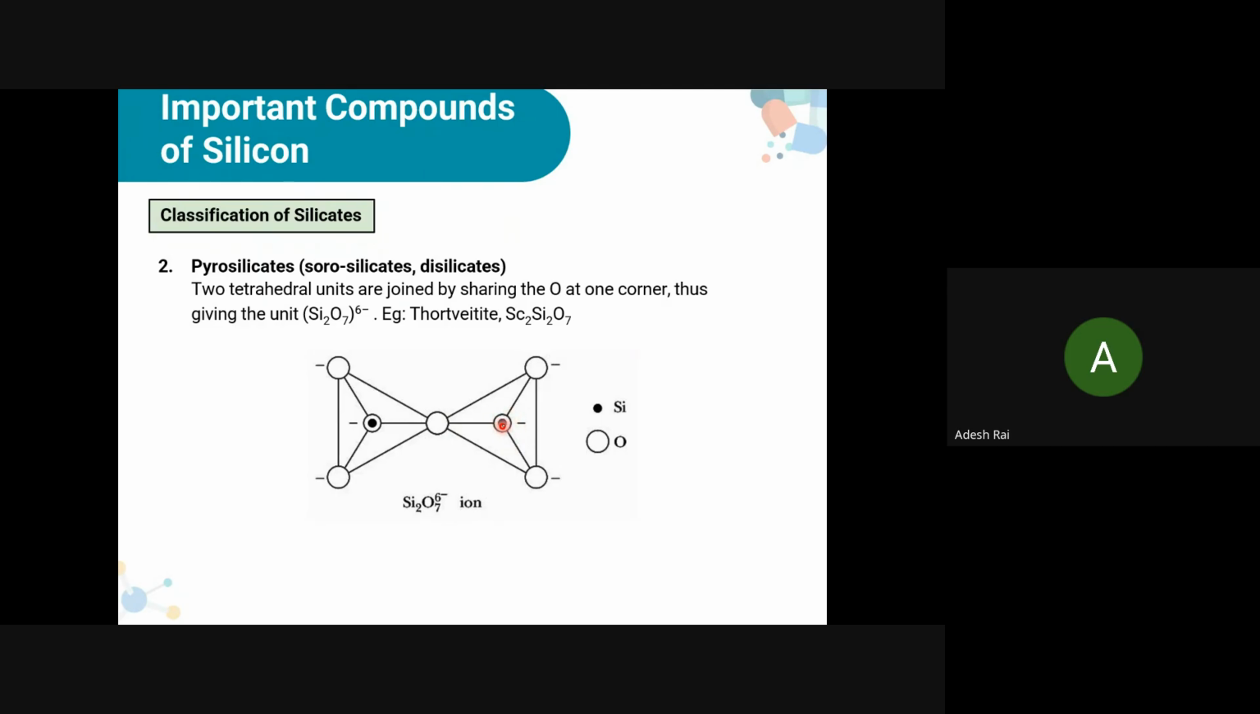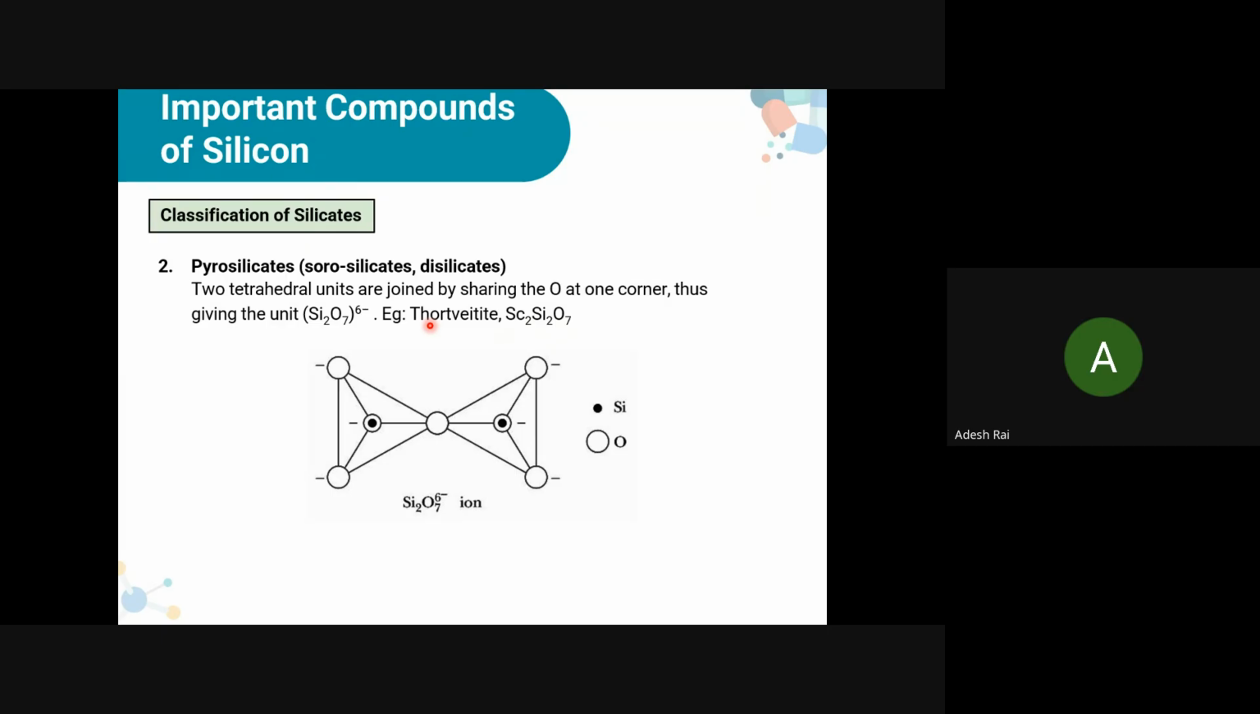It is beneath this silicon. So this dot represents silicon, and this circle represents the oxygen atom. The dot represents silicon, and the circle which encircles this dot represents the oxygen atom. So total, how many oxygen atoms are there? Seven. One, two, three, four, five, six, seven. You understood this, right? So in pyrosilicates, two silicates are joined to each other by sharing, and they share one oxygen atom. They share what? One oxygen atom.